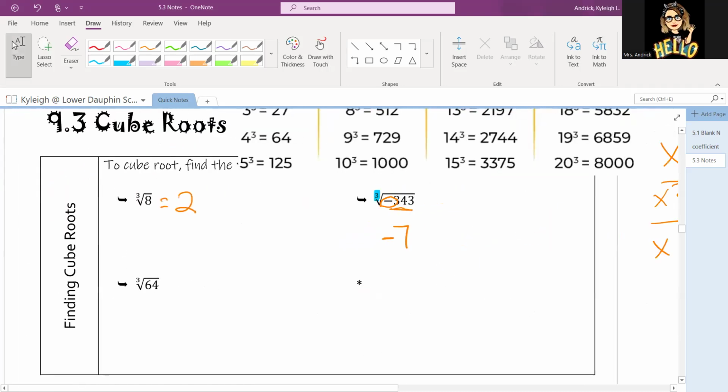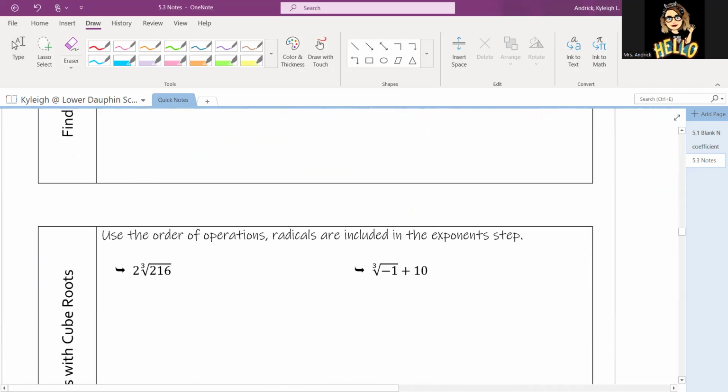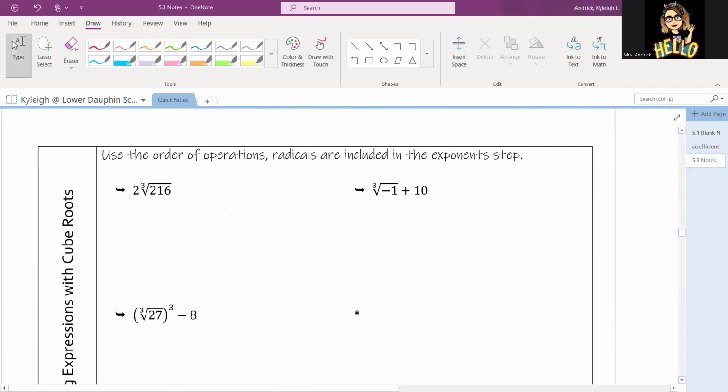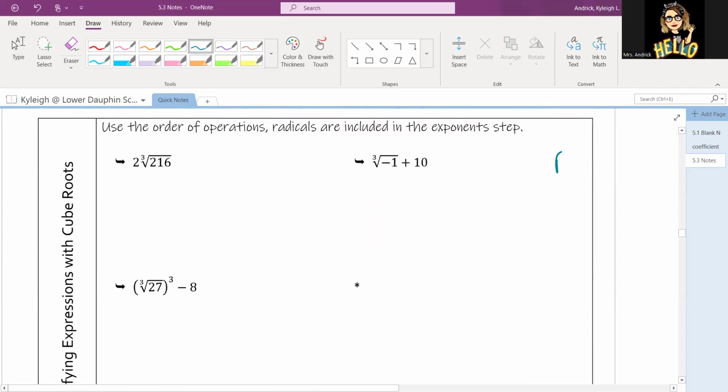Do the same thing with 64. So 64, you should have found as 4. Now again, we're going to do PEMDAS. PEMDAS, remember, this is the same thing as roots. I missed the M. PEMDAS. So remember, between these two things is implied multiplication.